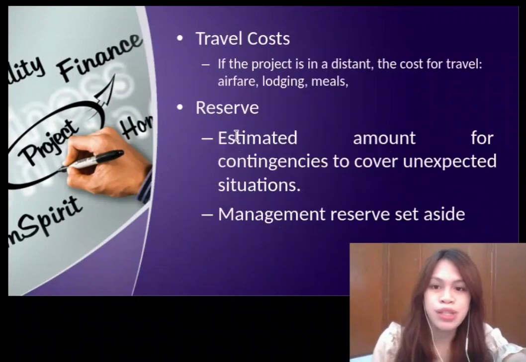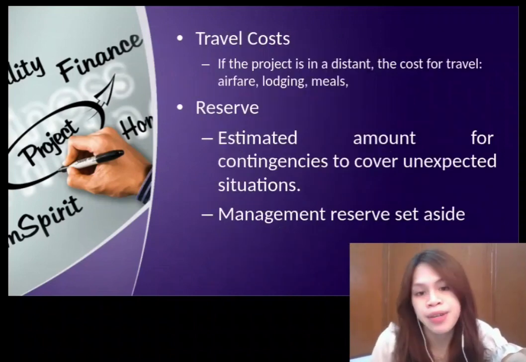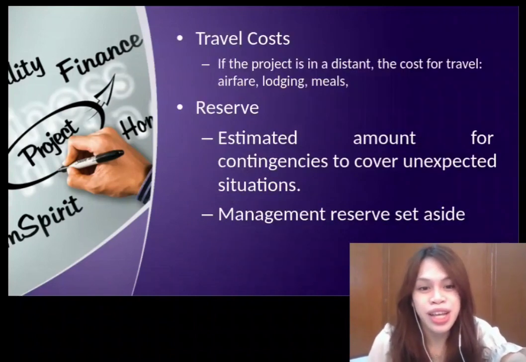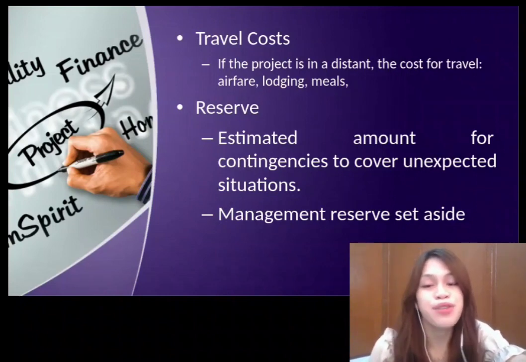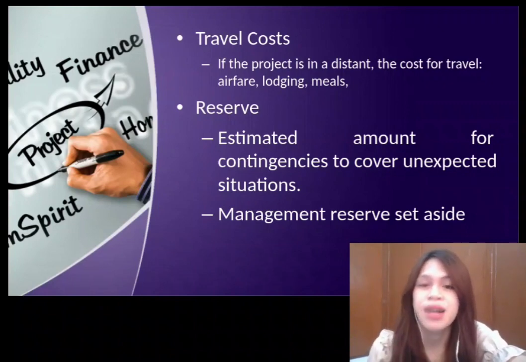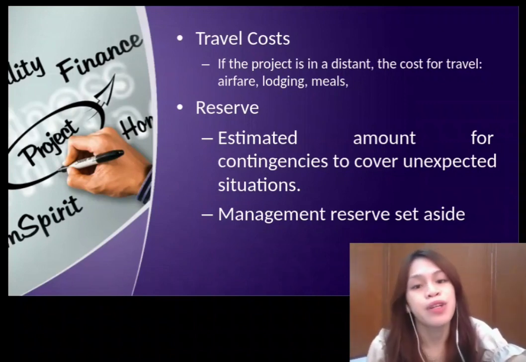Next element would be the travel cost. If the project is at a distance, this covers the cost of travel, airfare, lodging, and meals. This is also very understandable. Basically, this refers to the expenses associated with travel required for a project. Lastly, we have the reserve cost.